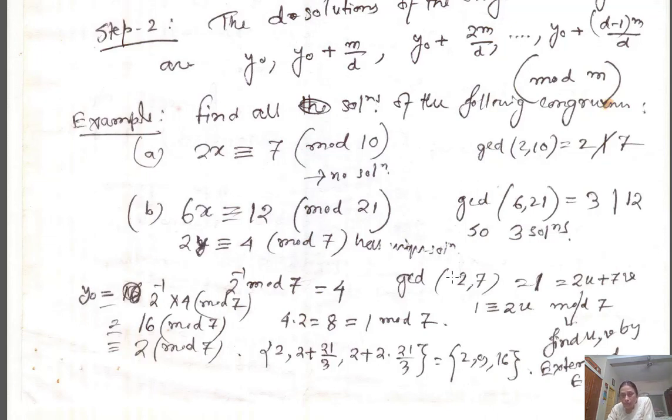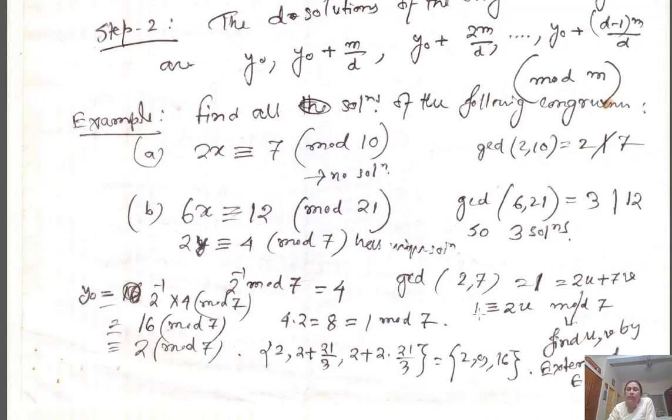So when the GCD of 2 and 7 is 1, we can use Bezout's identity. It says that the GCD can be written as: if the GCD of 2 and 7 is some d, then it can be written as 2u plus 7v. This is Bezout's identity. So by the extended Euclidean algorithm, we can always find this u and v.